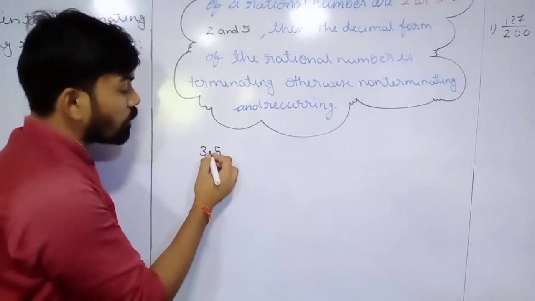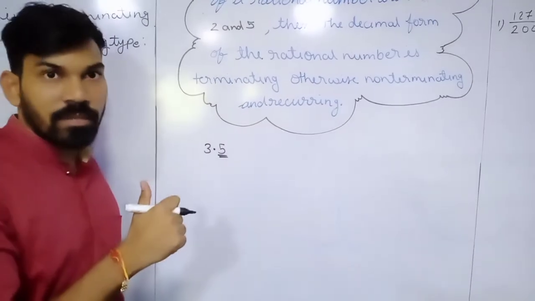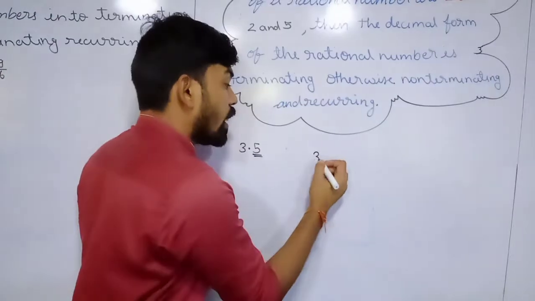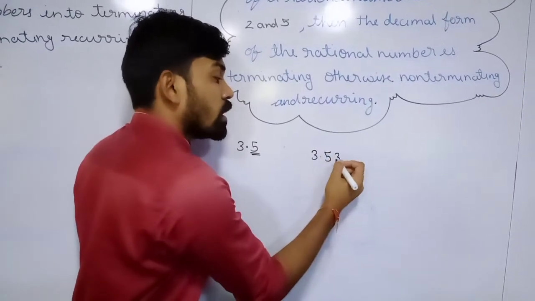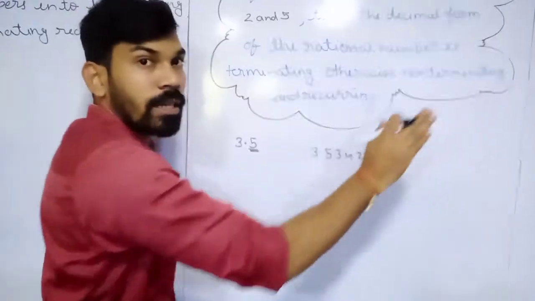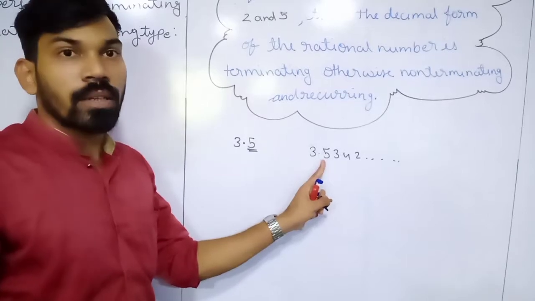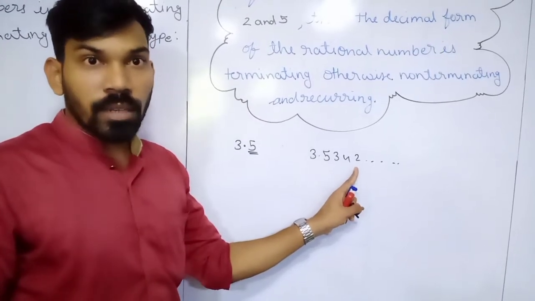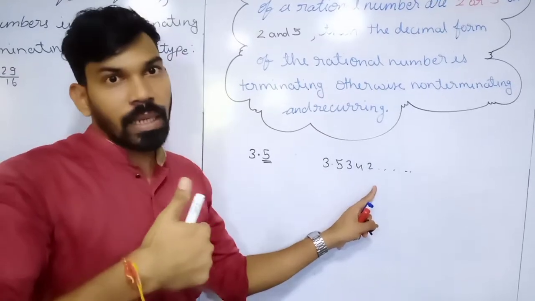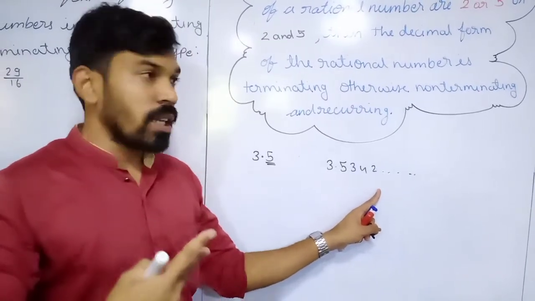Here we have one specific digit after the decimal point, so it's called terminating. And if I had 3.5342 and this way until infinite digits come after the decimal point, that is called non-terminating. In non-terminating we also have two types. The first one is recurring, the second one is non-recurring.